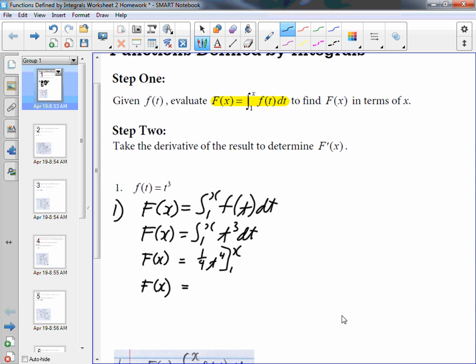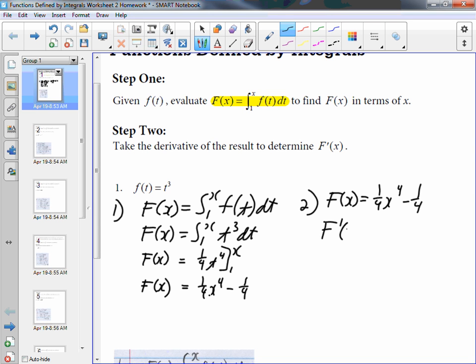Now evaluate. So you evaluate for the x first. That'd be 1/4 x to the 4th minus, then you evaluate for the 1. 1/4 times 1 to the 4th is 1/4. So that's what capital F of x equals. Now, take the derivative of this result to find capital F prime of x. So, step 2. We've got capital F of x equals 1/4 x to the 4th minus 1/4.